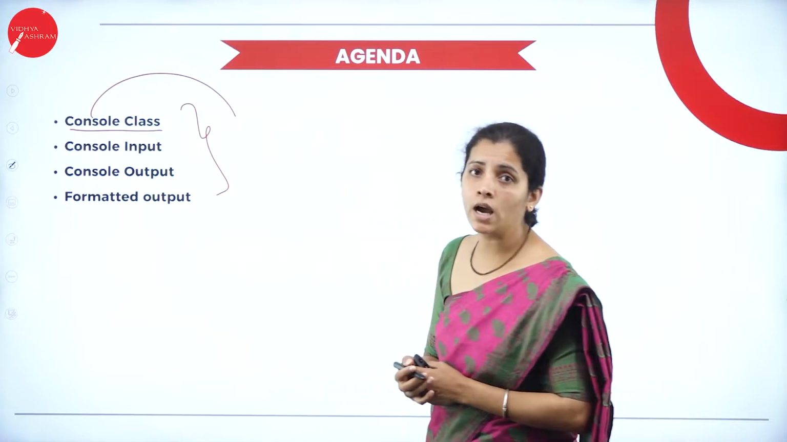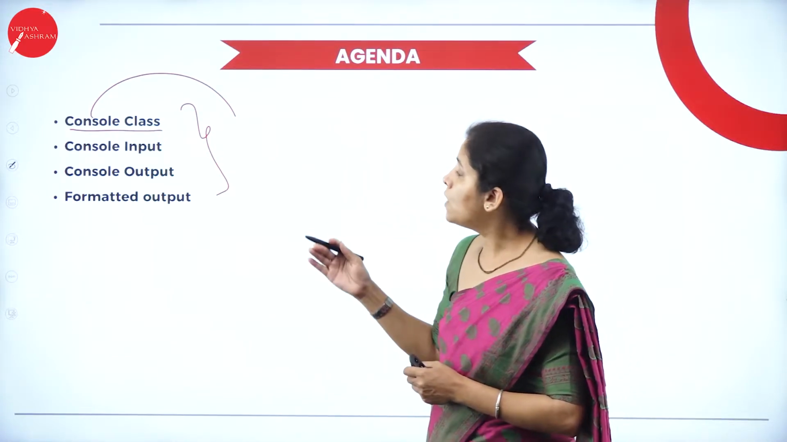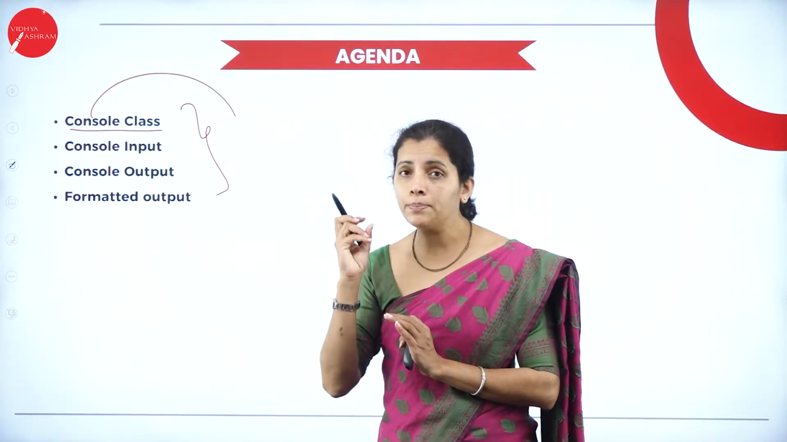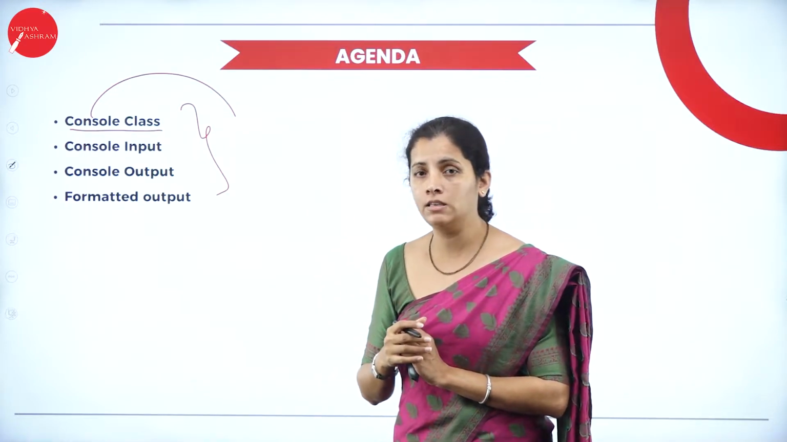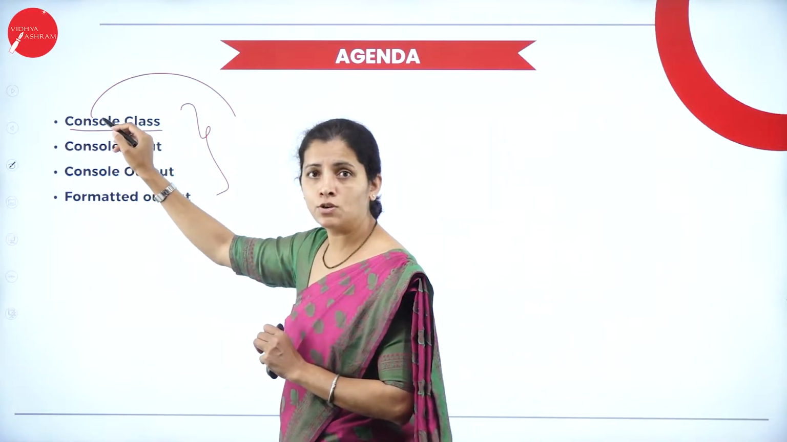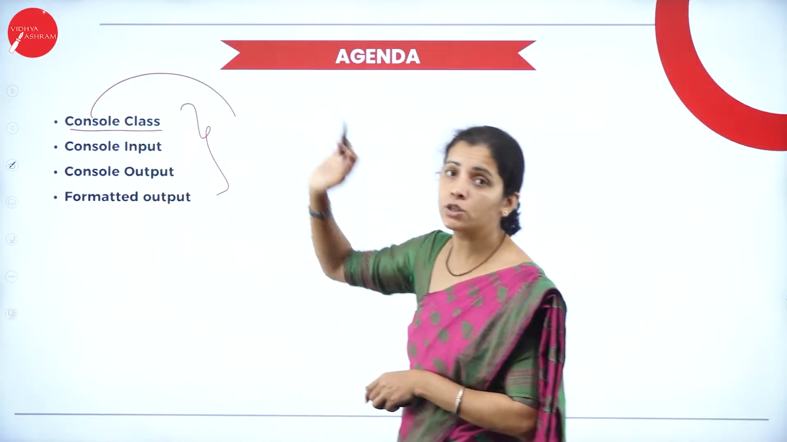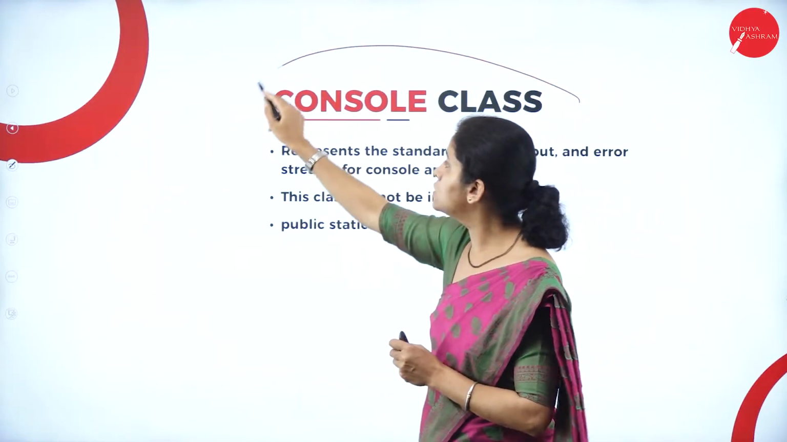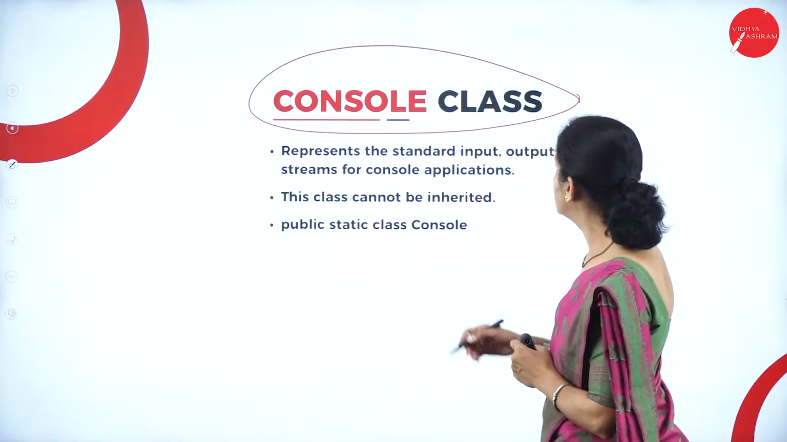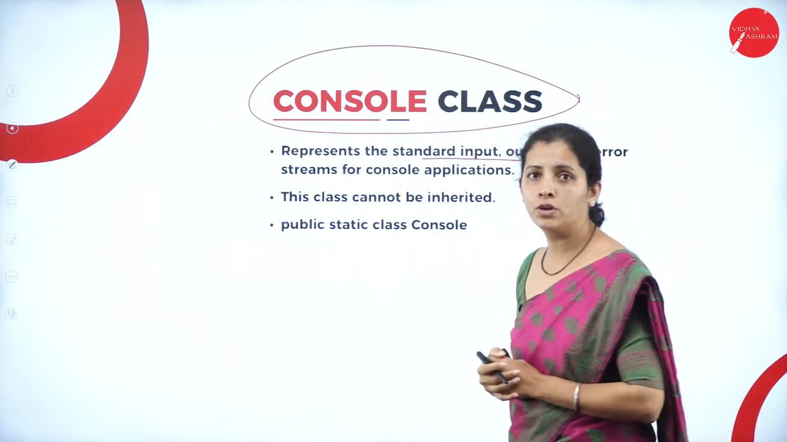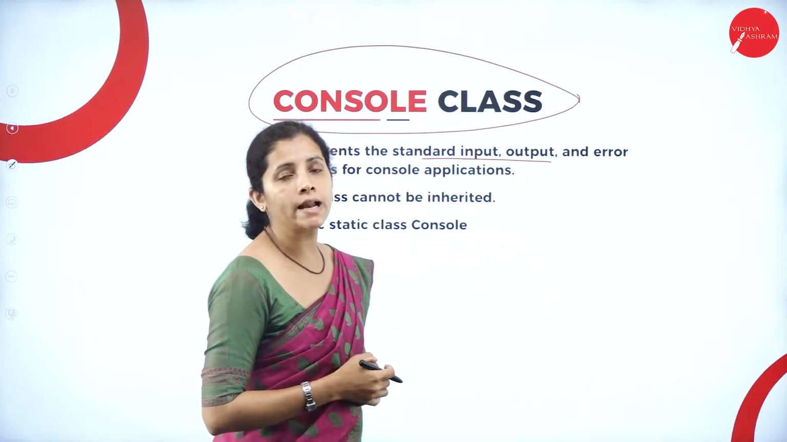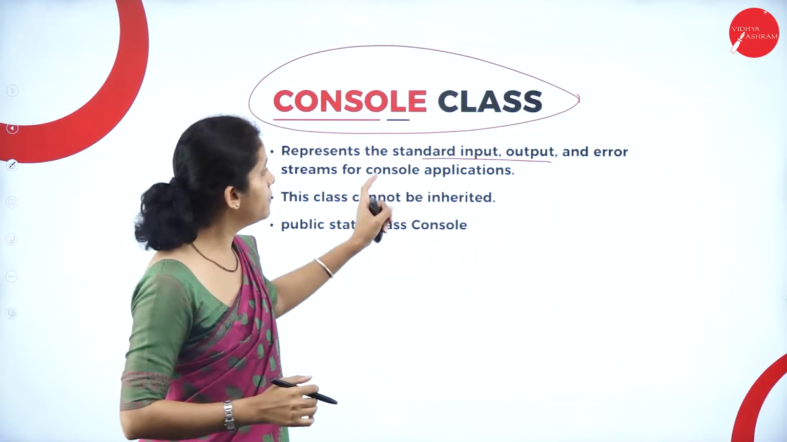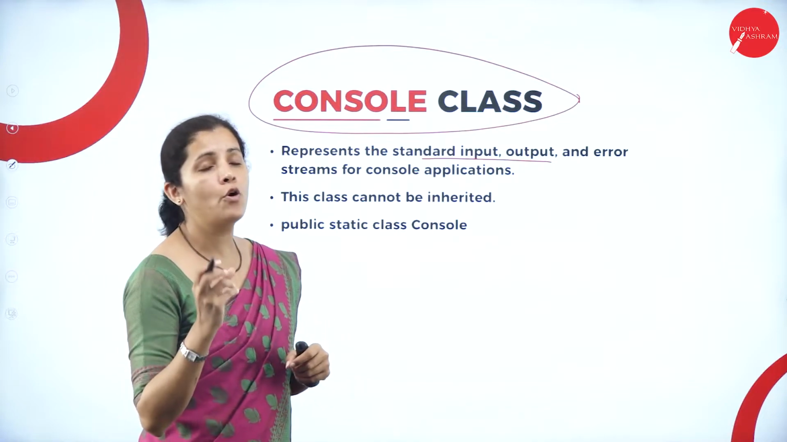This is stored under the System namespace. Now, what is the System namespace? It is a namespace that provides classes and methods. Console is a class which is stored in the System namespace. So, what is the Console class here? It represents standard input and output. If I consider standard input, then it is the keyboard. And if I consider standard output, then it is the monitor.